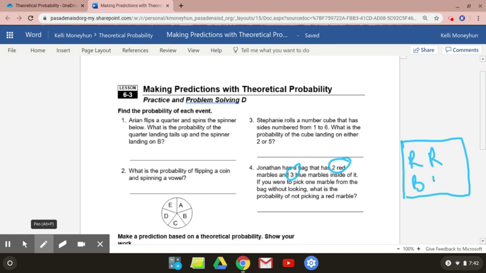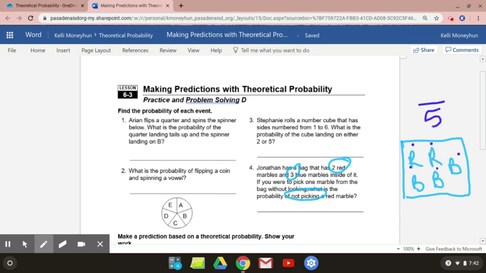So 1, 2, 3. Okay, if you were to pick one marble from the bag without looking, what's the probability of not picking red? Okay, so don't forget about that "not." It's super important. Okay, so first, remember our total goes on the bottom. That's super easy to do. So let's do that first. What's our total? 1, 2, 3, 4, 5. Okay, so 5 is our total.